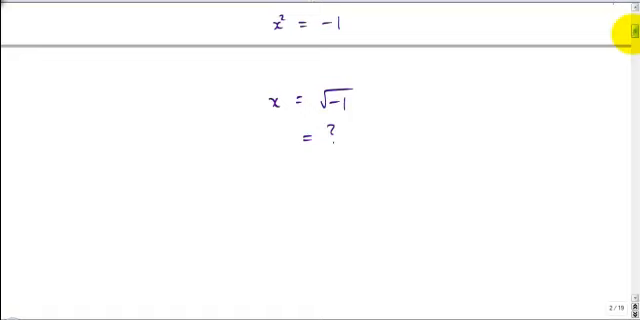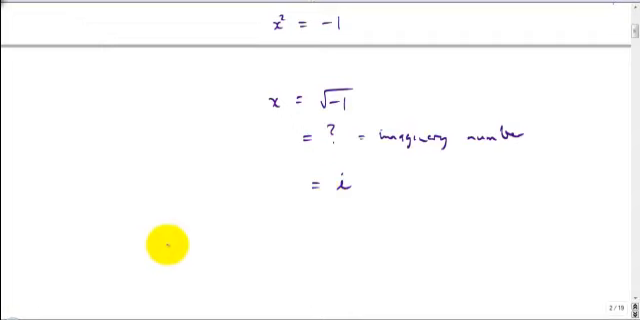So what the mathematicians had to dream up is a number that is not a real number, but an imaginary number. To give you the short form for that, we give it the symbol small i. So the square root of minus 1 is equal to i.